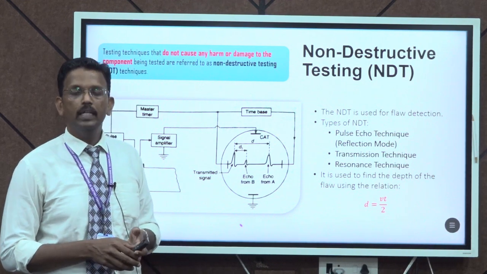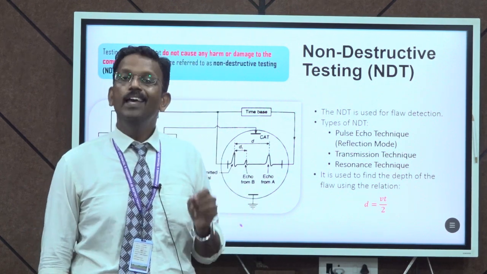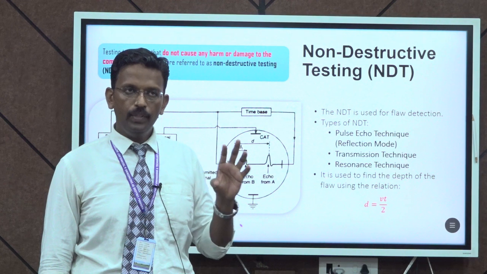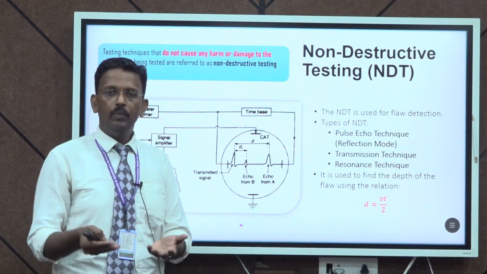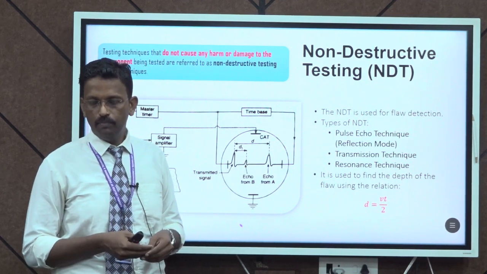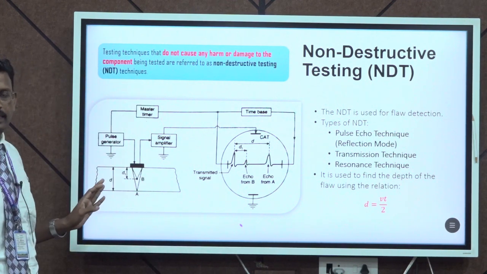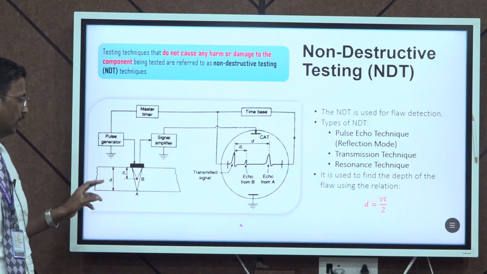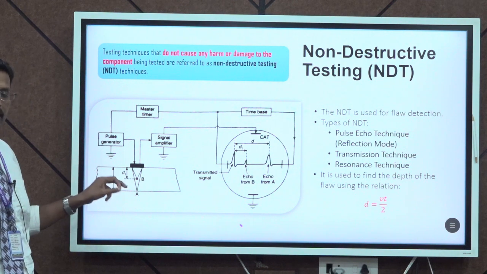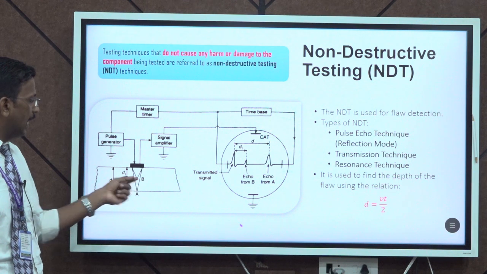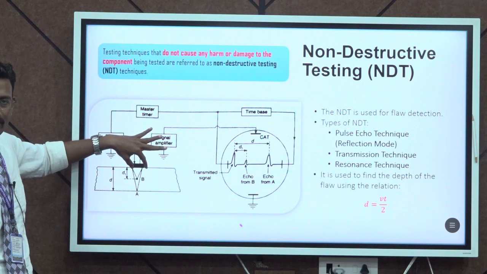Non-destructive testing is a very essential tool in industry to identify any kind of flaws, or if we need to measure the thickness of objects or the size of metal sheets, we use ultrasonic waves. This is a schematic diagram of the NDT technique using ultrasonic waves, and this is our testing specimen. The thickness of the specimen is D, and here we are considering one flaw present at a depth D1 from the surface of the specimen, and that is the ultrasonic transducer.